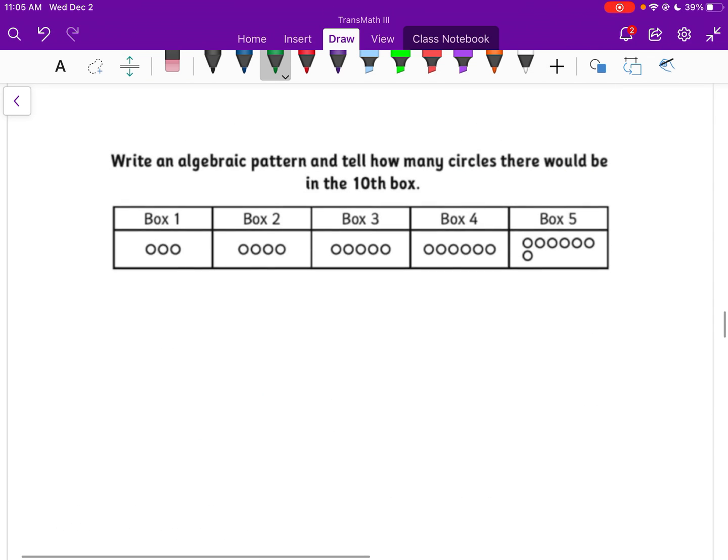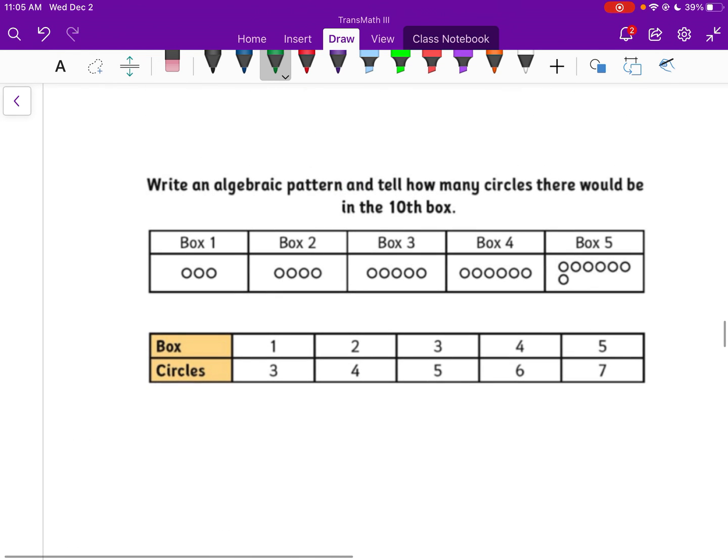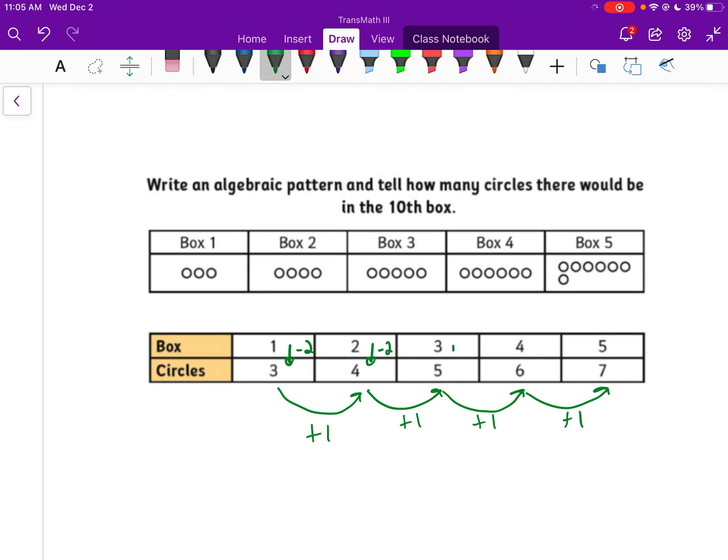All right, so the next one, okay, we got box 1 that has 3 circles. Box 2 has 4 circles. 3 has 5, 4 has 6, 5 has 7. So breaking it up into its table, box number 1 has 3, box number 2 has 4, box number 3 has 5. And again, figuring out that pattern to get to the number of circles. In this case, you're adding 1 every time. Okay, so then again, comparing the box number to the circles, we're subtracting 2 from each.